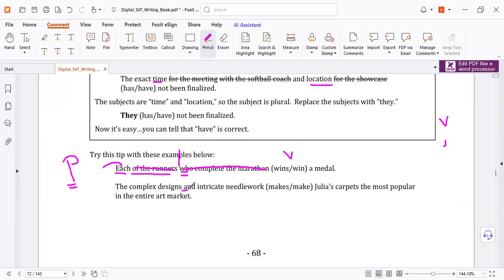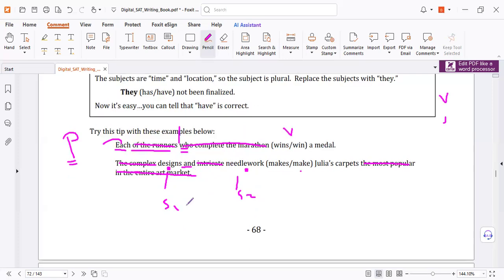The complex designs and intricate needlework. Adjectives, delete. So the designs and the needlework, both of them carpets. Both of them plural, so it must be make. Of course, prepositional phrases I delete, and adjectives I delete. So I found subject 1 and subject 2, both different, so plural. Because sometimes I find 2 subjects, but they refer to one thing, one person, but here 2, so be careful.